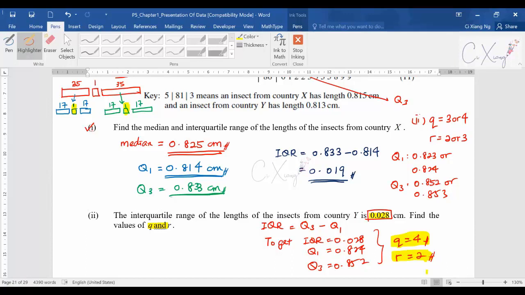Then for the next video, we will discuss the median and also the interquartile range for grouped data. Grouped data means that they give you the class intervals and also the frequency. So we'll see how we get the median and also the interquartile range from that.